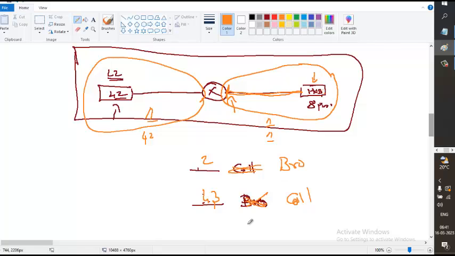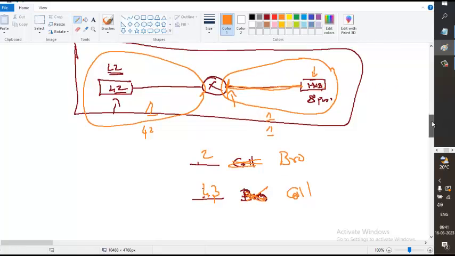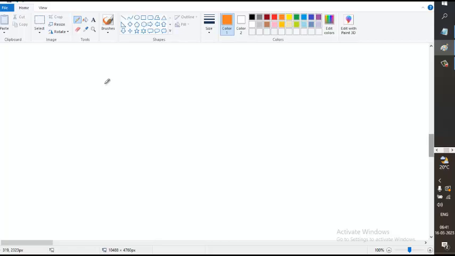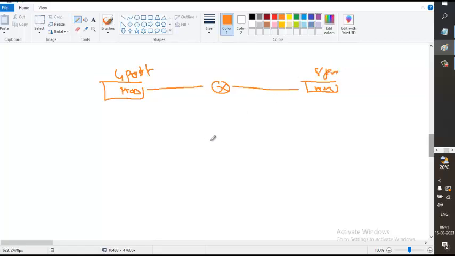Okay, I'll ask you another one. This time you try. I have a hub and I have another hub and I got a router connected, and this is a 4-port hub and this is an 8-port hub. Now what is the total number of collision domain and broadcast domain?